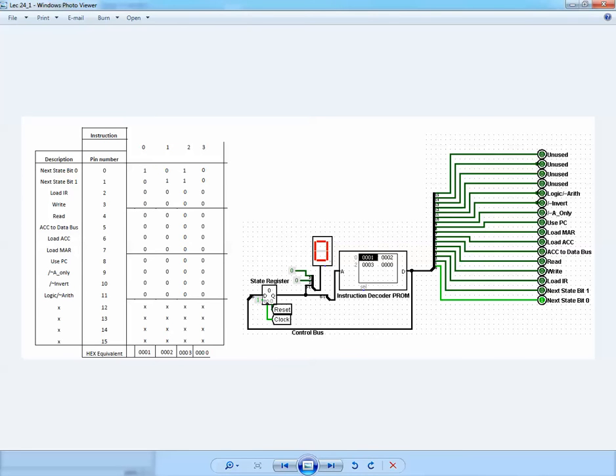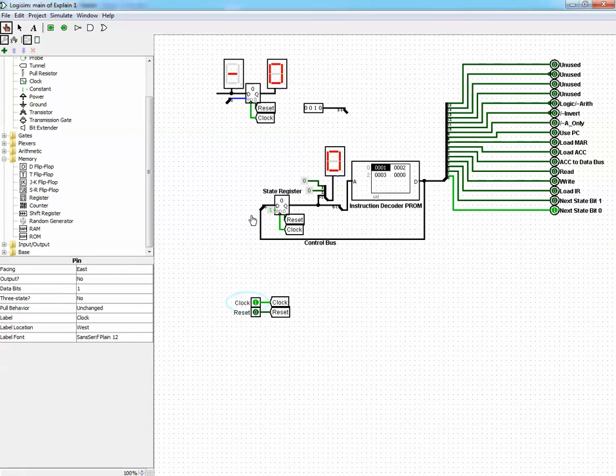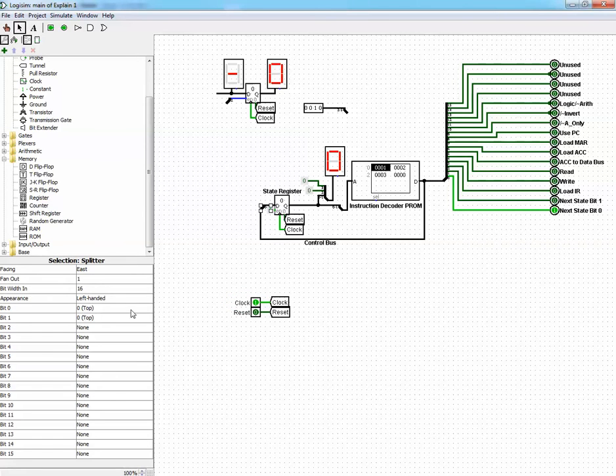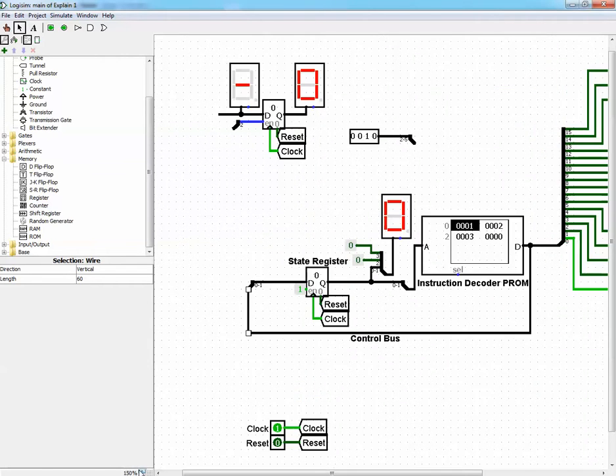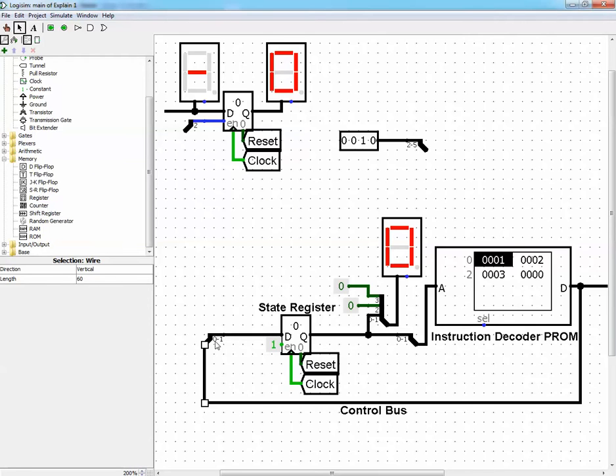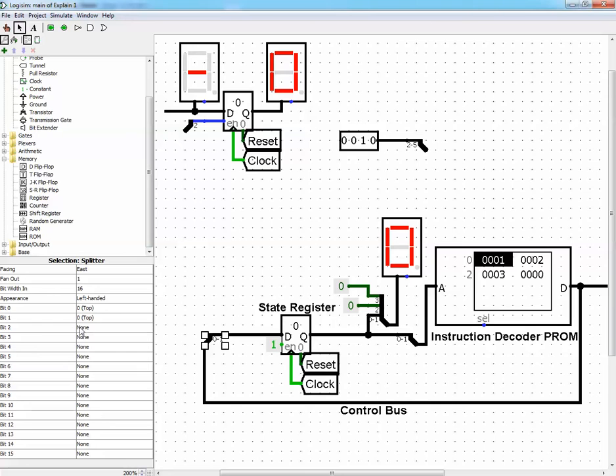Let's have a look here at the schematic. This is a splitter with bit width 16 and 1 fan output. We have used only bit 0 and bit 1, while the remaining we have not used. Let's zoom in. Only bit 0 and 1 are used, while bits 2 to 15 are not used.